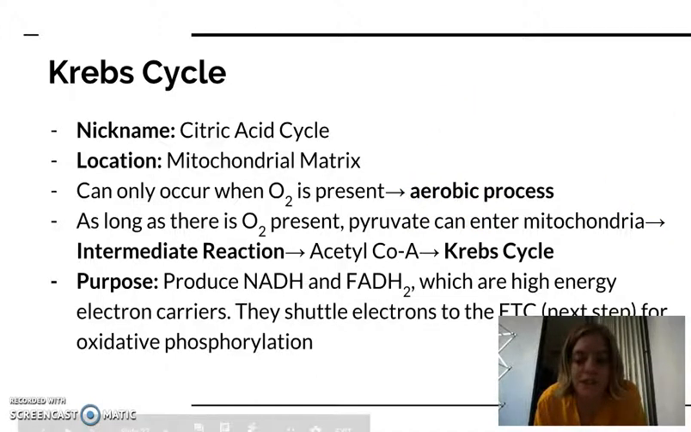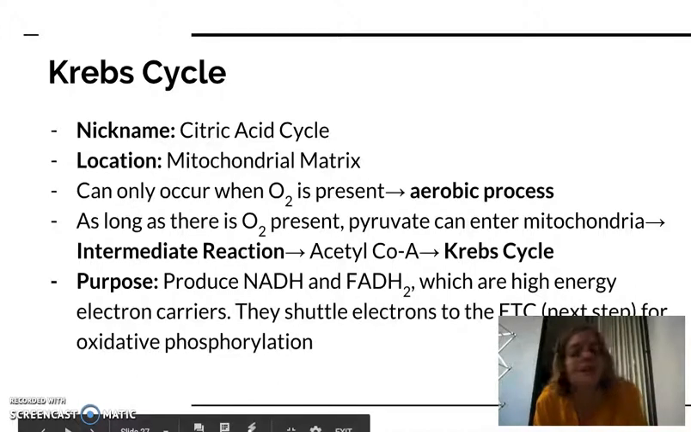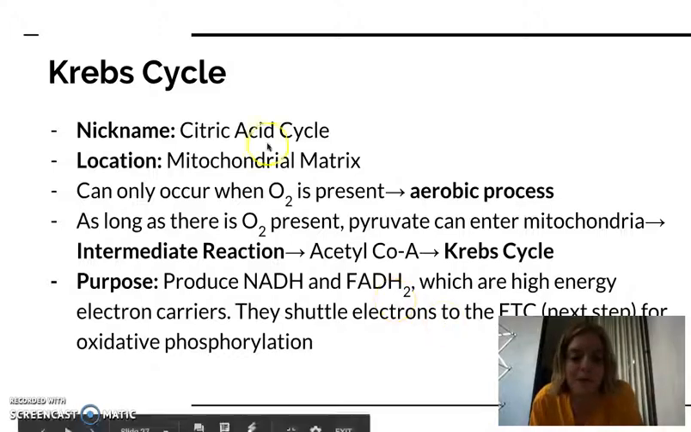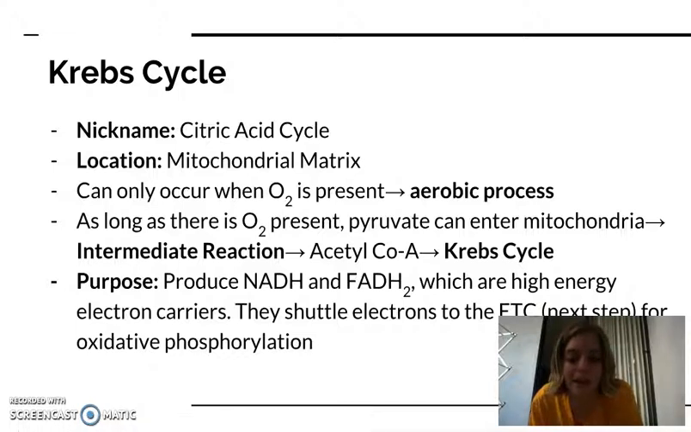And so you'll see, once again, after we learn about regular aerobic cellular respiration, we'll talk about anaerobic respiration. And this is where anaerobic respiration has to stop. It can't continue on with the Krebs cycle unless we have our oxygen. As long as there is oxygen present, remember, the pyruvate can enter the mitochondria, go through the intermediate reactions, and become acetyl-CoA. And this is what we need to start the Krebs cycle.